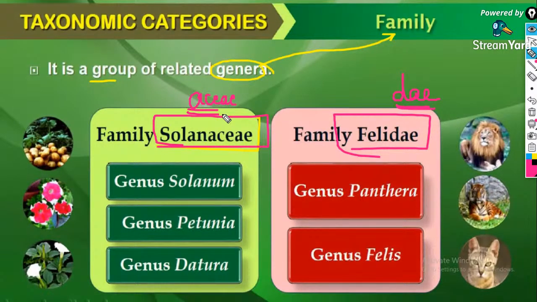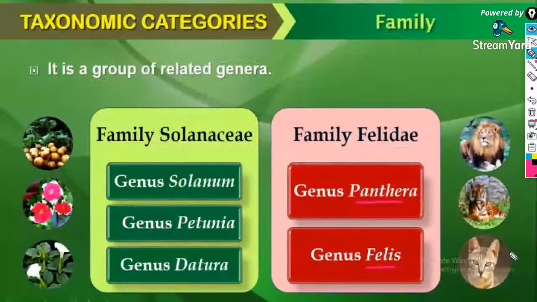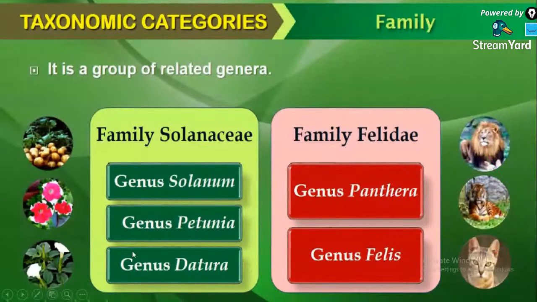So genus Solanum, Petunia, Datura, all these genera come under it. Look, you can see the image. Have you seen potato? Hope you have. This is the Petunia plant. This is the Datura plant. In the northern parts of India you might have seen these plants. Then Panthera, Felis, that is lion, tiger. Guys, make sure that lion, tiger, cat all come under the same family. Cat constitutes the same family as lion and tiger.